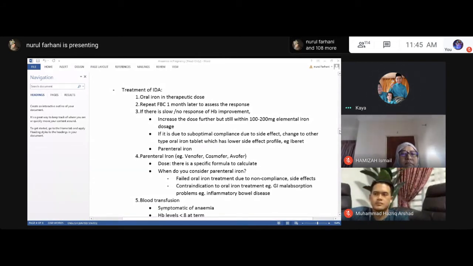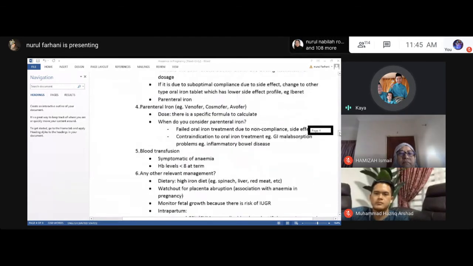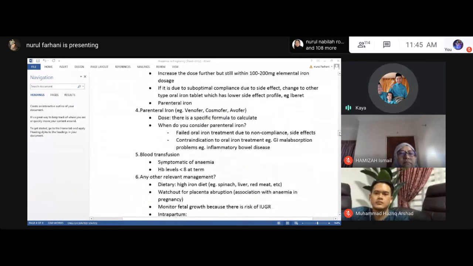Right. So this is the answer for question number 2. Another question you might ask: when do we start blood transfusion? Blood transfusion is indicated for a patient who has anemia or symptoms of anemia. At booking, we usually refer the patient to the hospital.